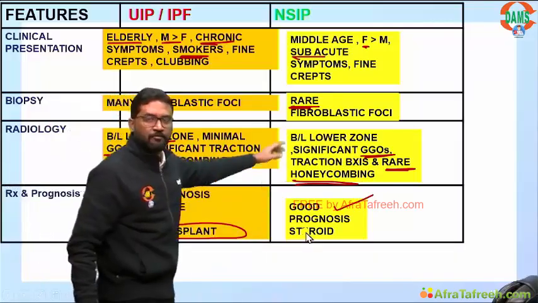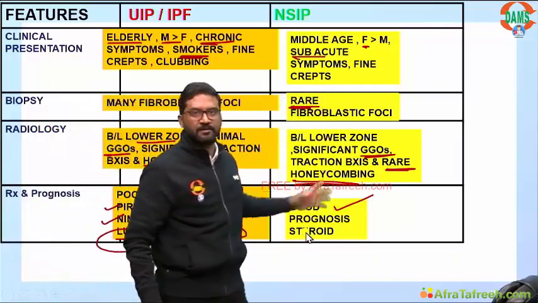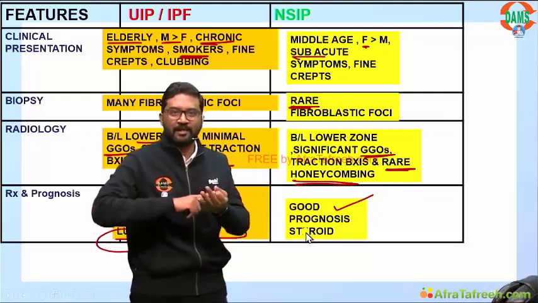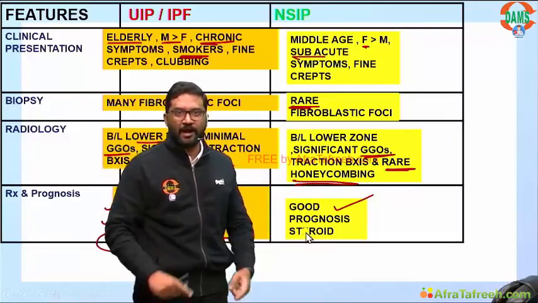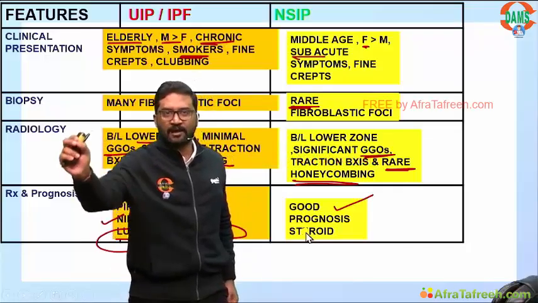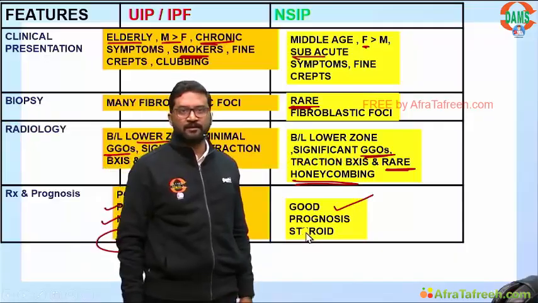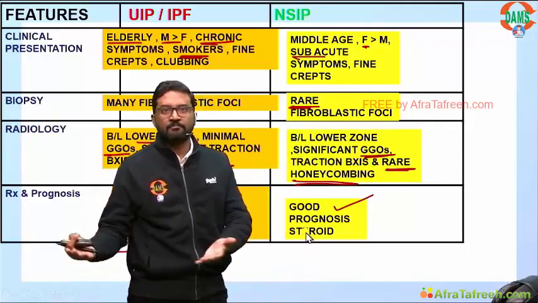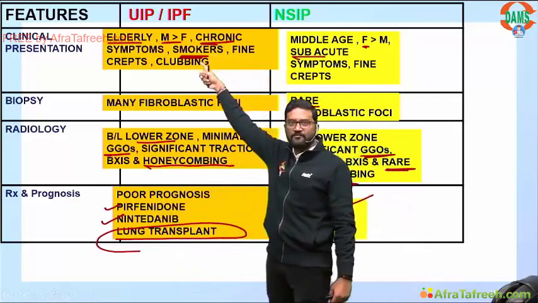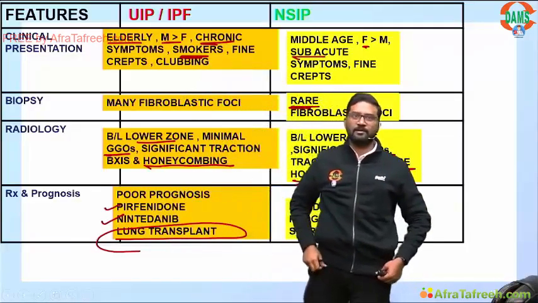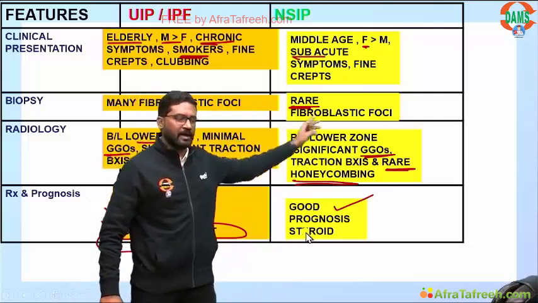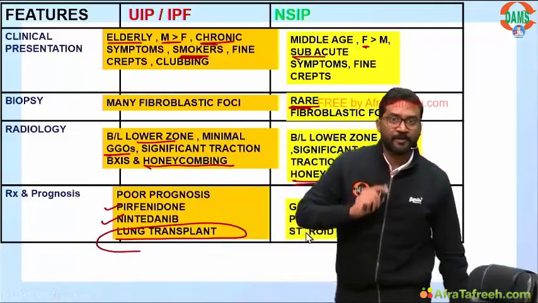Now see here. Whatever good happens here. Middle age is good. Being a female is good. Having less fibroblastic foci is good. Having ground glass opacities is good because it is only mild haziness. Girls, ground glass opacity, good prognosis. Him, honeycombing, bad prognosis. So we are always unlucky. So UIP: unfortunate him, male, honeycombing. Whereas NSIP: good, girls, and ground glass opacity. So this is the final difference.